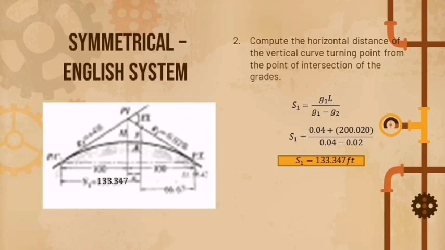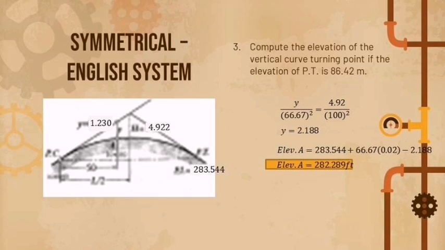So for number 2 of the symmetrical English system, hindi ko na ulit babasahin yung tanong. S1 is equal to G1 L over G1 minus G2. So the value of G1 natin is 0.04 and the value ng G2 is 0.02. So after substituting it to the formula, we'll get the answer of S1 is equal to 133.347 feet.